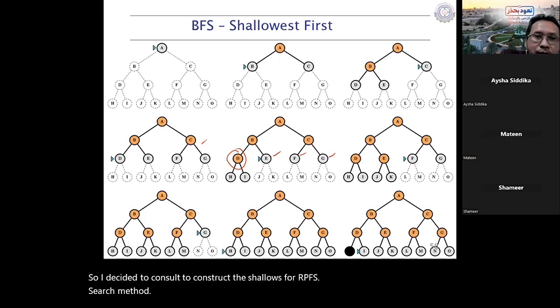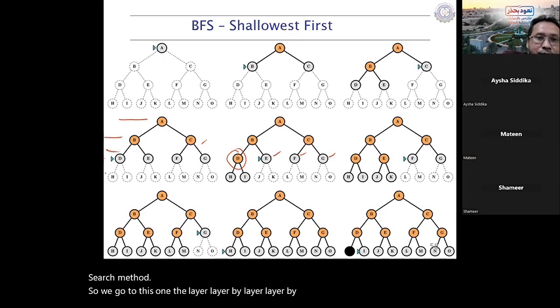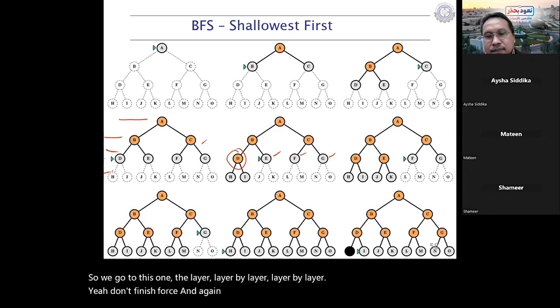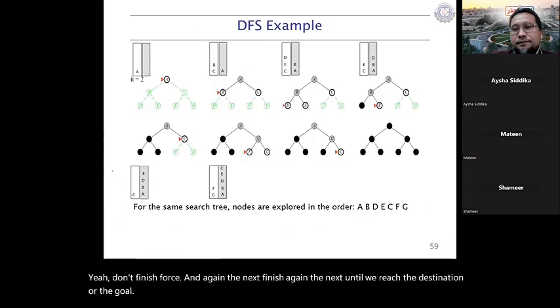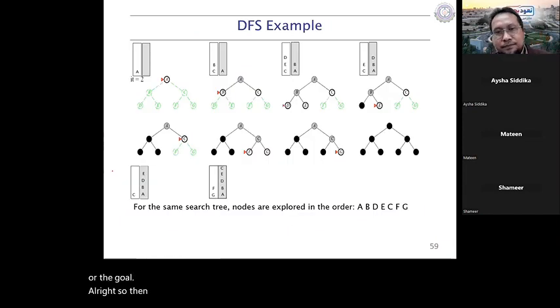So we go to this one. Yeah, the layer by layer. Finish first, and then the next, and again the next, until we reach the destination or the goal. Right. So then the other technique or method is DFS, depth first search.